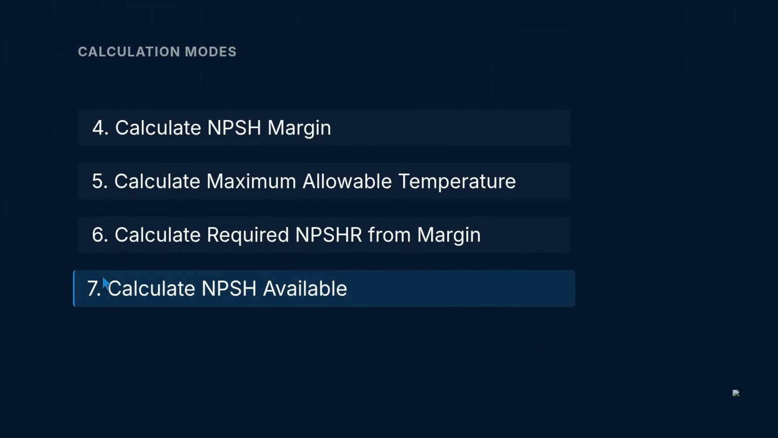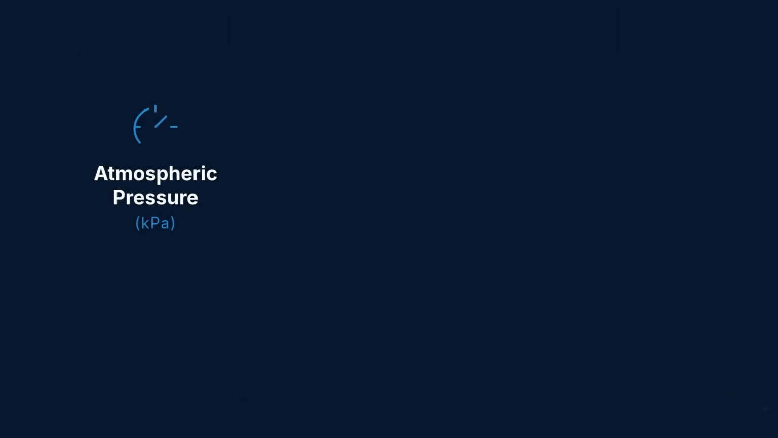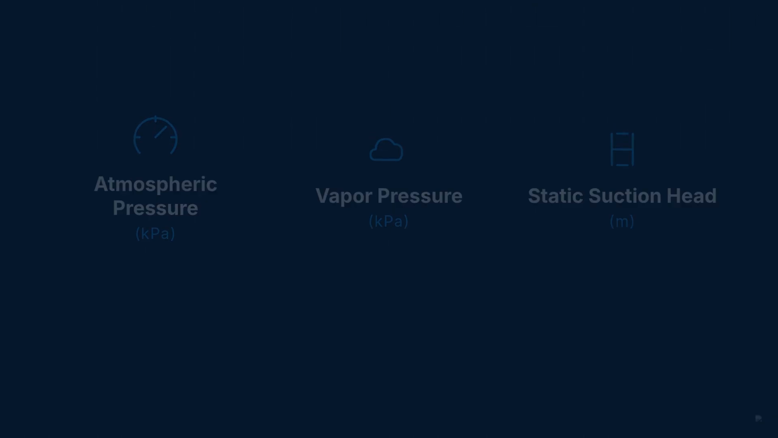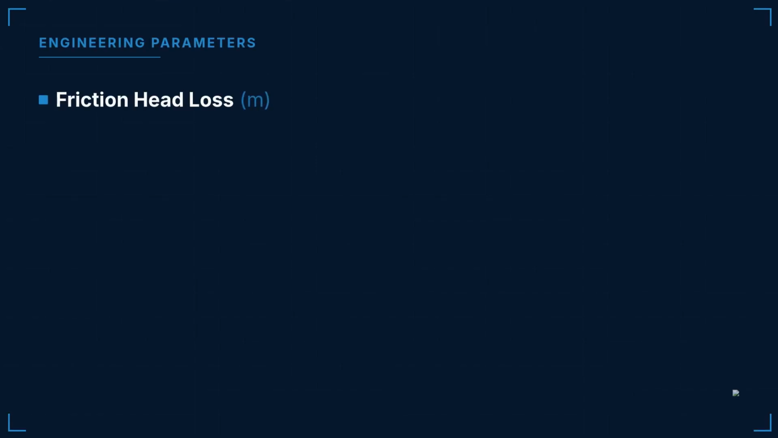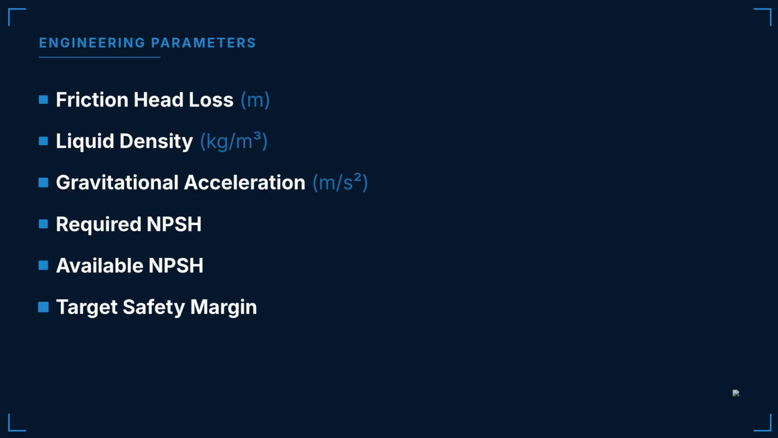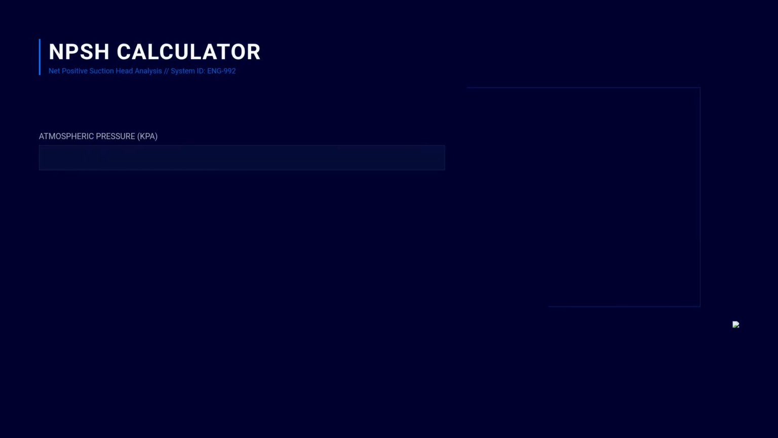For this demonstration, I'm using Calculate NPSH Available mode. The input fields are atmospheric pressure in kilopascals, vapor pressure in kilopascals, static suction head in meters, friction head loss in meters, liquid density in kilograms per cubic meter, gravitational acceleration in meters per second squared, required NPSH, available NPSH, and target safety margin. Let me walk through a calculation using these values.